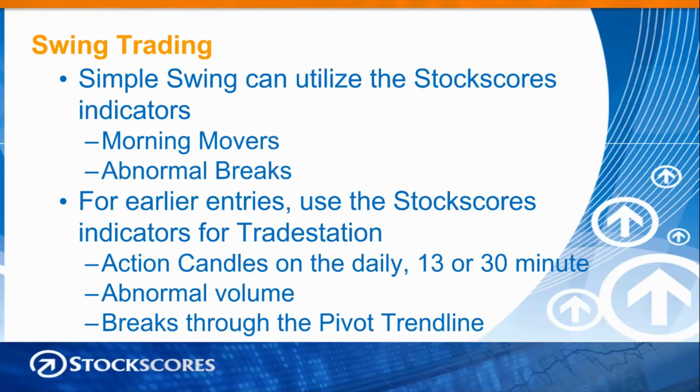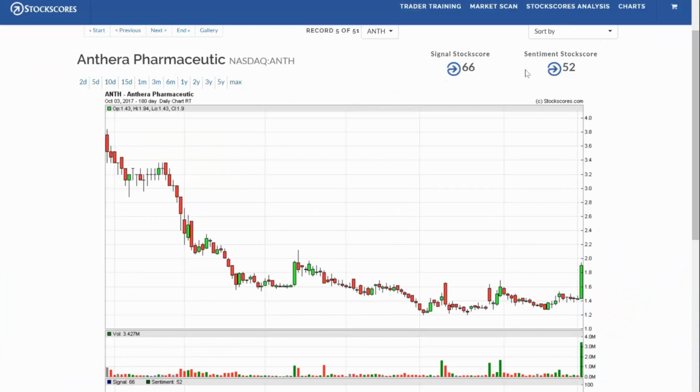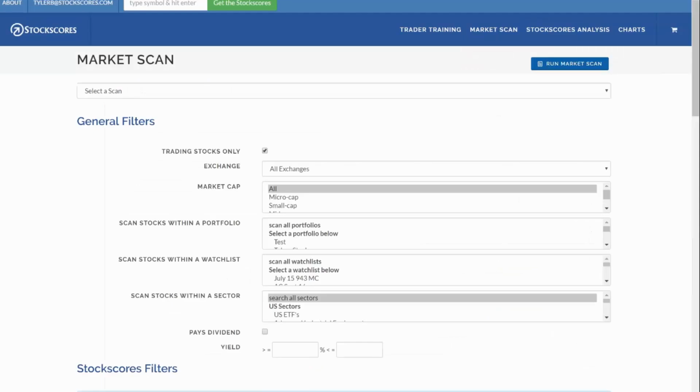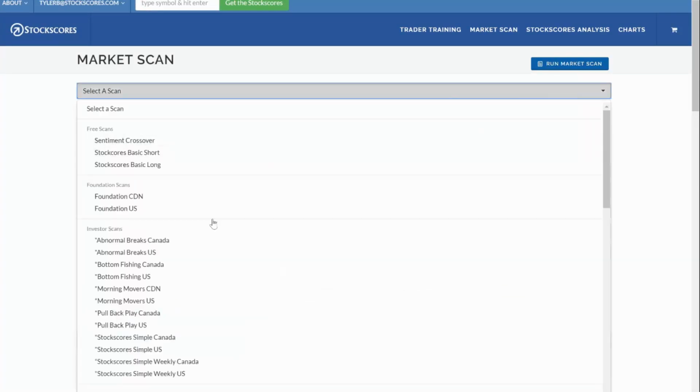I'll fix it. Now, swing trading, you can utilize the Stockscores indicators as well. So if I jump back to the Stockscores website, I can run a different scan for swing trading. Now, what is swing trading? Holding stocks shorter term, usually days or a couple of weeks. If I want to do that, I'll run a scan every morning. I run this one, the morning movers, Canada or the US. And if I'm doing it in the afternoon, I switch to the abnormal break scan. Those are great ways to find swing trades.